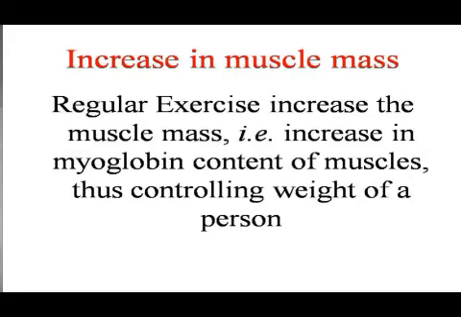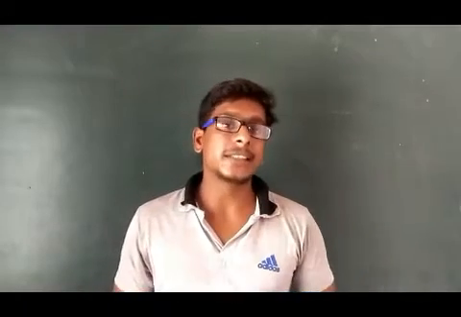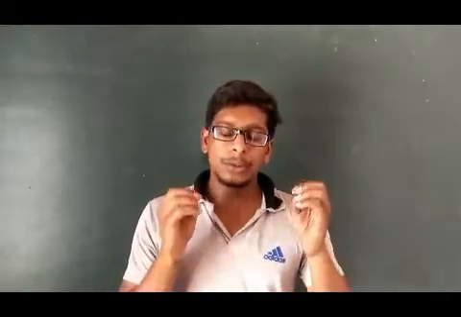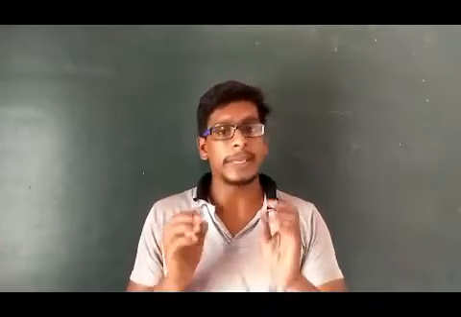Twelfth, increase in muscle mass. Regular exercise increases the muscle mass and the myoglobin content of muscles, thus controlling the weight of a person. A person who has a huge weight has to do proper regular exercise. Thus, the weight can be reduced and they can become very strong too. Students, you are clear with the effects of exercise over muscles. That's why I am encouraging all of you from today onwards to have regular and proper exercise.